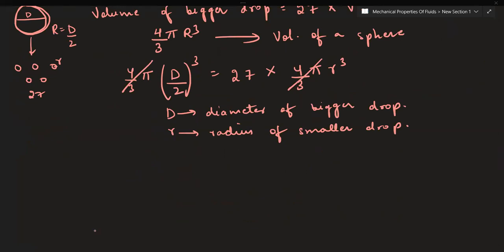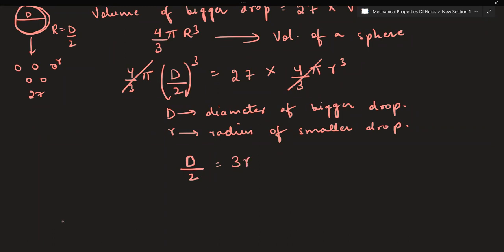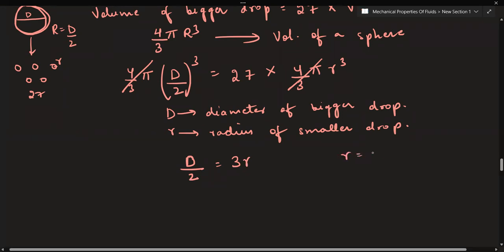Let's take the cube root. So it would be d by 2 from here. And the cube root of 27 is 3, and r cube's cube root is r. So r would be equal to d by 6. Is this clear? How did we get the relation between small r and the diameter? Yes, ma'am.